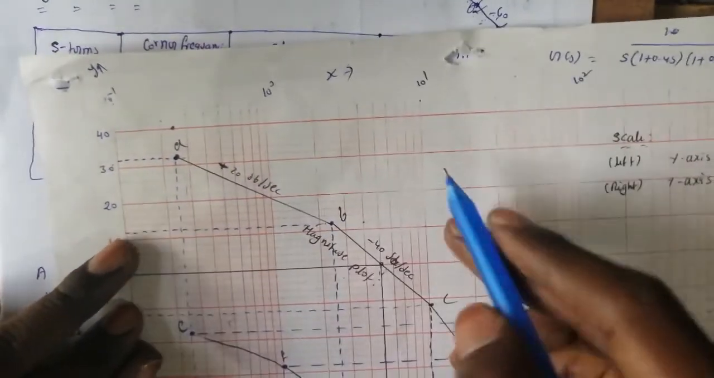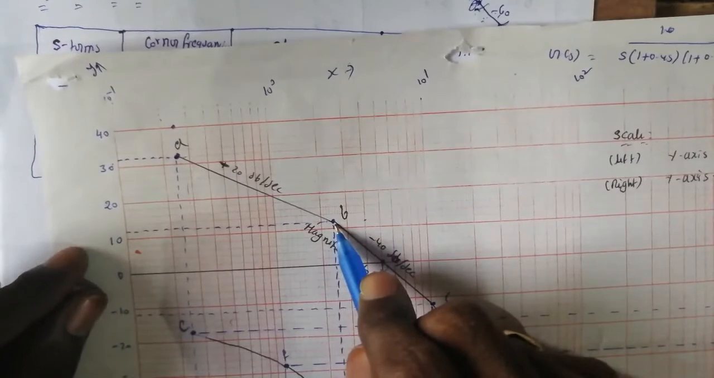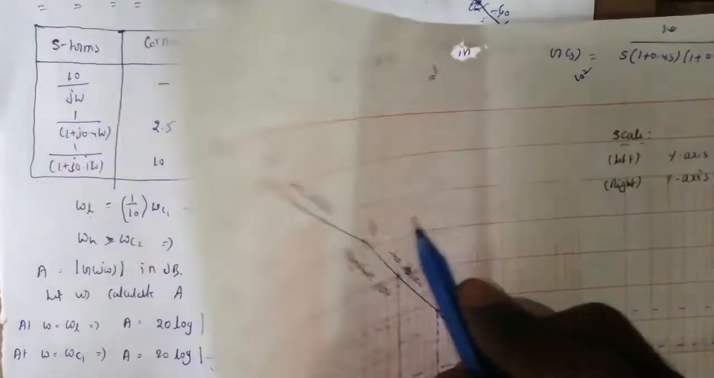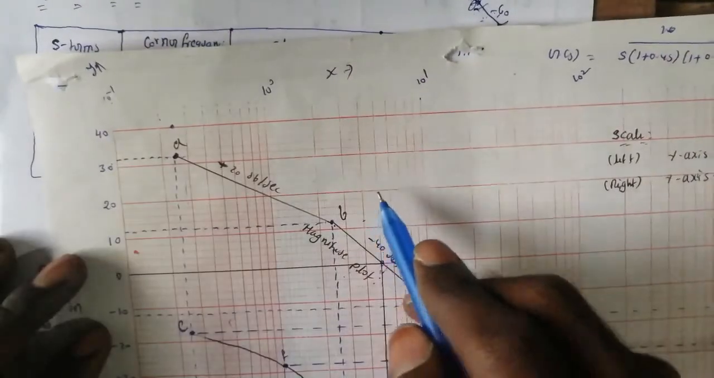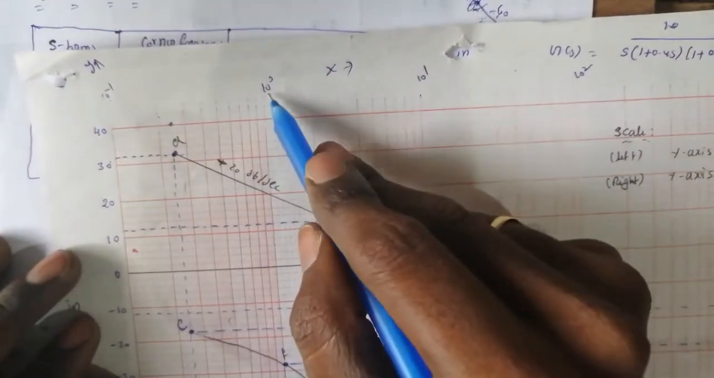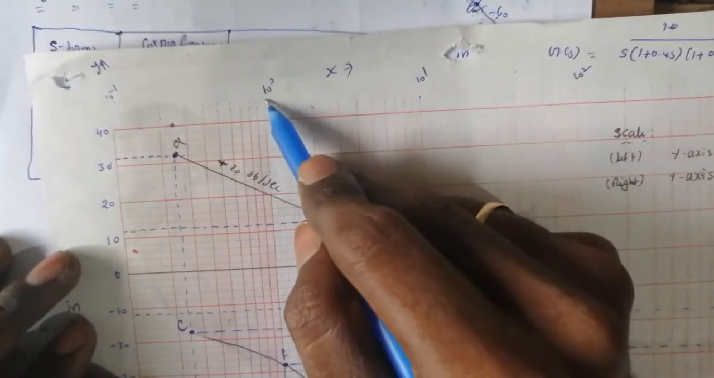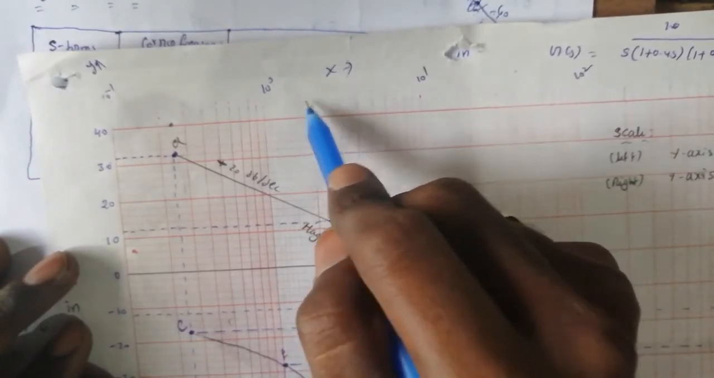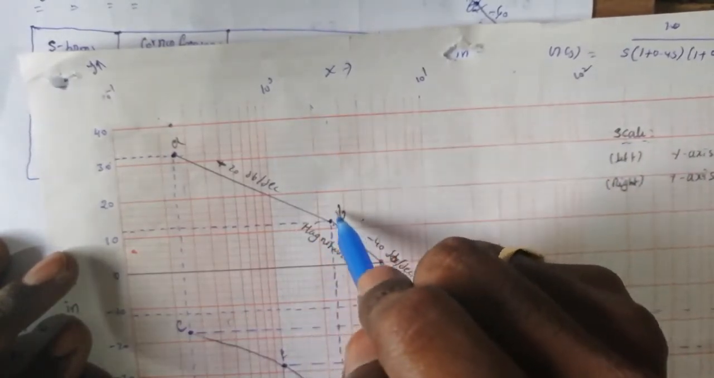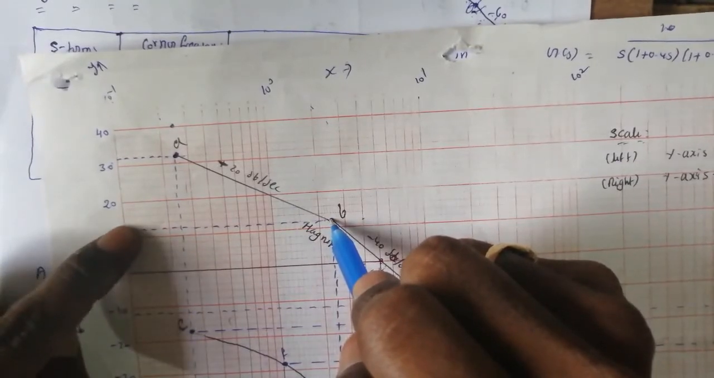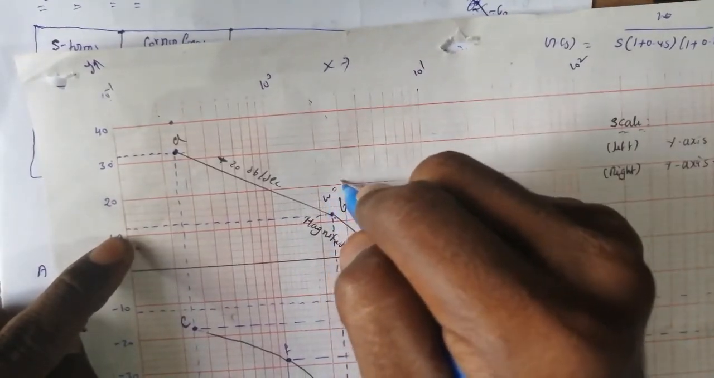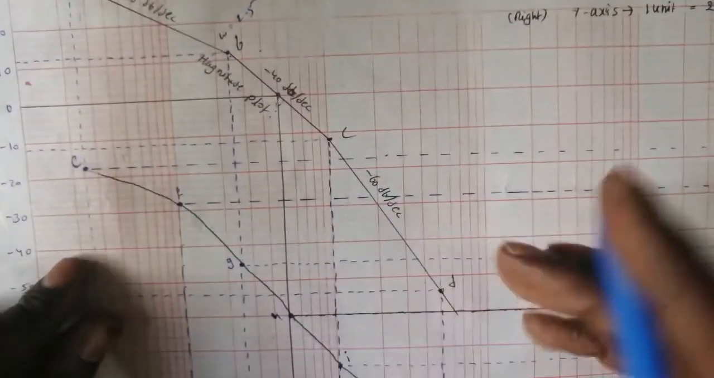And the next point is B. When omega equals omega c1, which is 2.5, what did we get? Here 10 power 0 is 1, then 2, and in between 2 and 3 we get 2.5. So for omega 2.5 we got 12. So this is the point at omega 2.5.